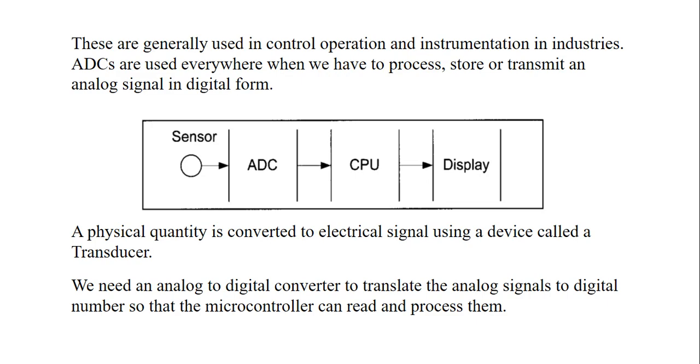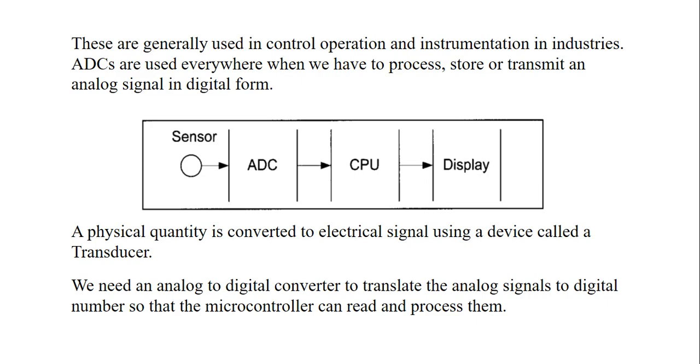So we need an analog to digital converter to translate analog signals to digital numbers so that the microcontroller can read and process them. All these physical quantities come with analog values, but microcontrollers or microprocessors know binary or digital values. So to make it understandable, we first have to convert this analog value into a digital value, and again for the display we have to convert the digital value back into an analog value.